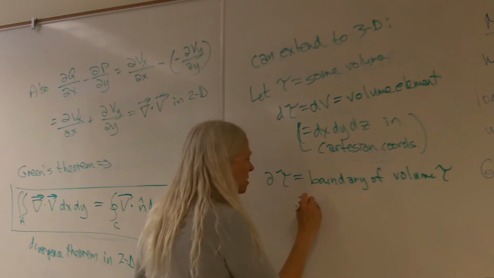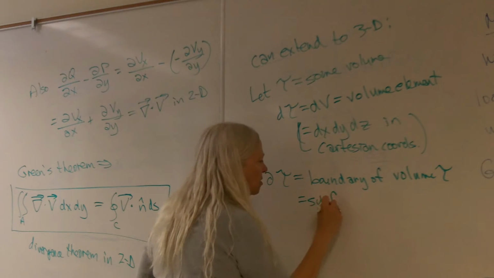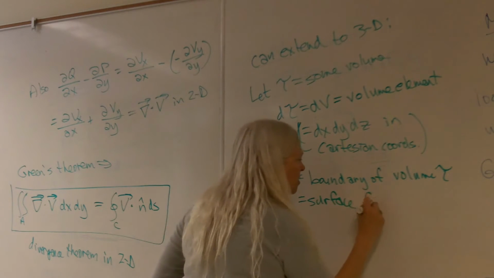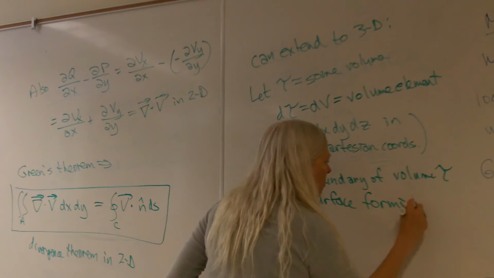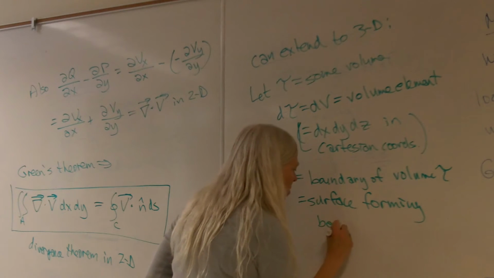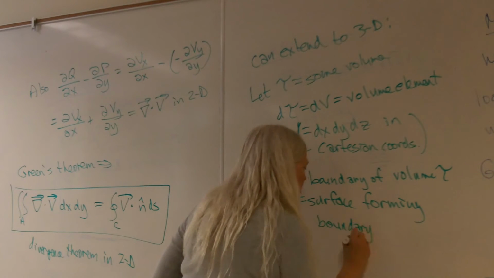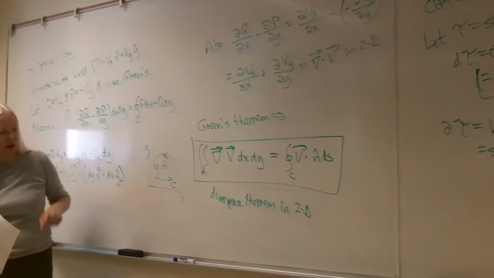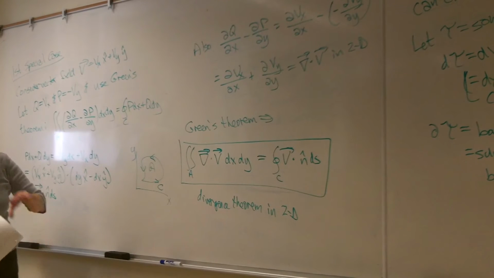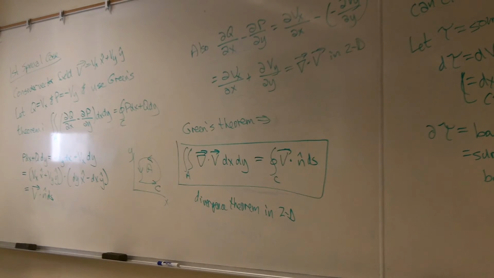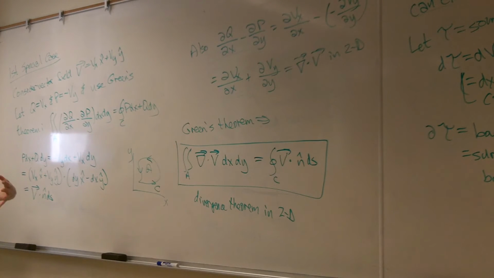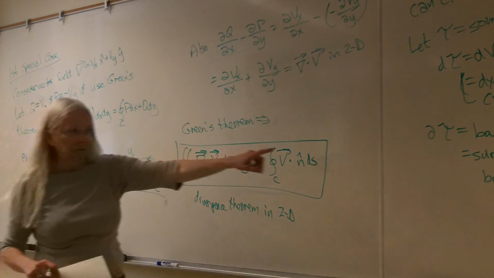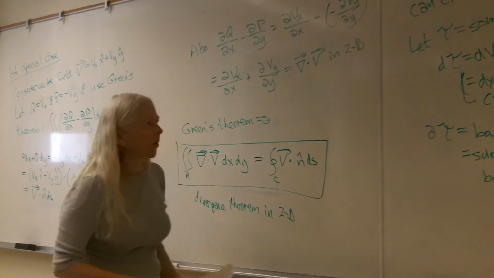In other words, it's the surface forming that boundary. Right? In two dimensions where you have an area, you can think of the boundary of the area, the edge of that area, as a curve, right? A line that goes around the outside. In three dimensions where you have a volume, you can think of the edge of that volume as the surface area that forms the outside of it, right? So that's what this means.